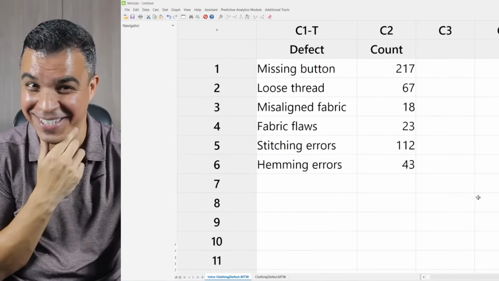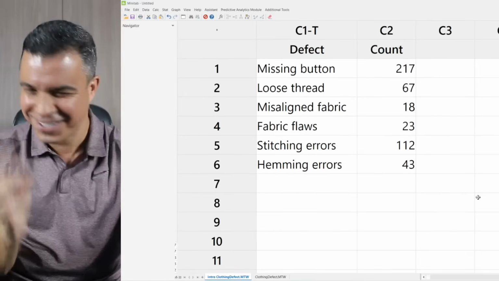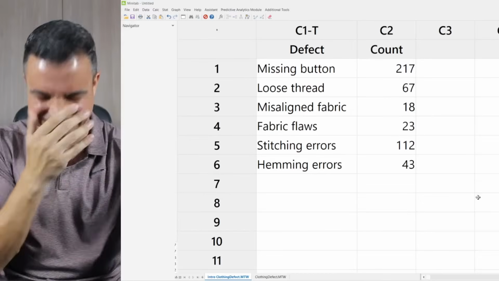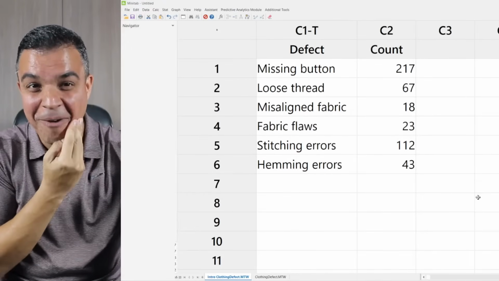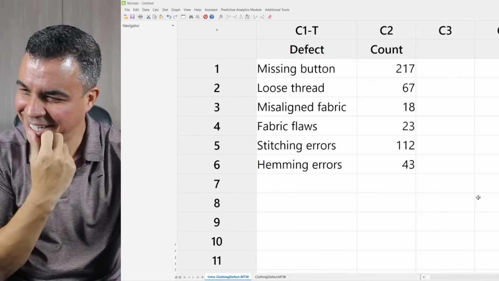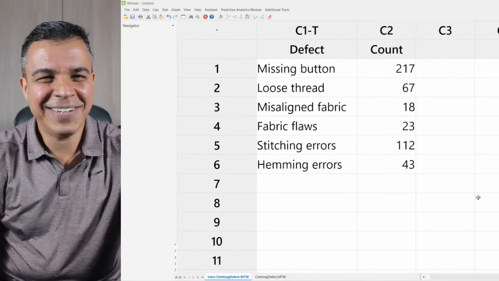That's a good quote. That's a wise quote. Come on. Minitab Help is helpful. Oh my god.